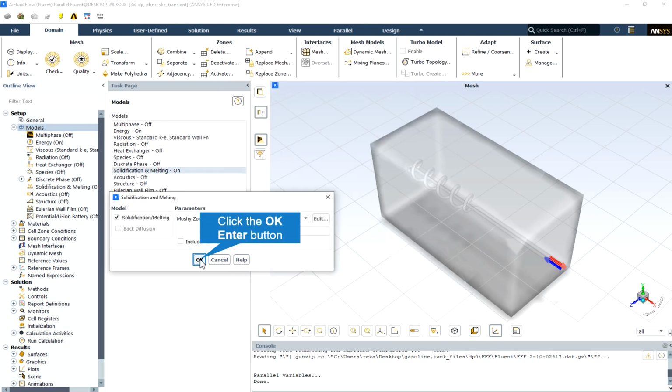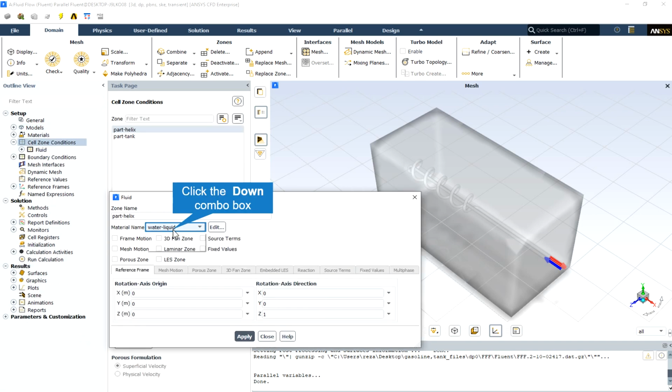So we click on the solidification and melting button and also define a mushy zone constant. The mushy zone constant measures the amplitude of the damping. The higher this value, the steeper the transition of the velocity of the material to zero as it solidifies. Very large values may cause the solution to oscillate.